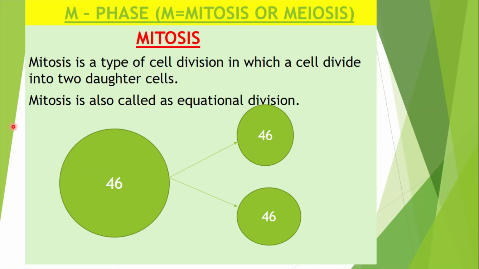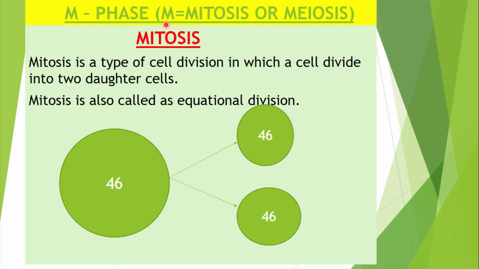Hello students, let's start with a new topic of 11th standard today, that is mitosis. In the previous lecture we studied cell division. Cell division means when a single cell gives rise to two or more daughter cells. Then we studied the cell cycle. The cell cycle is completed in two phases, that is interphase and M phase. So M phase we are going to study now in this lecture.